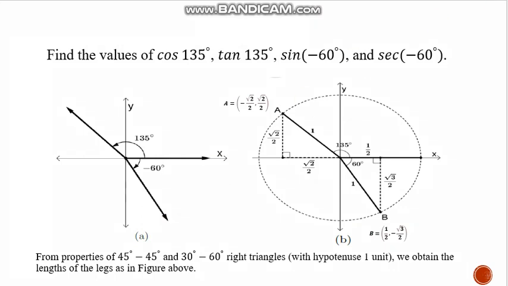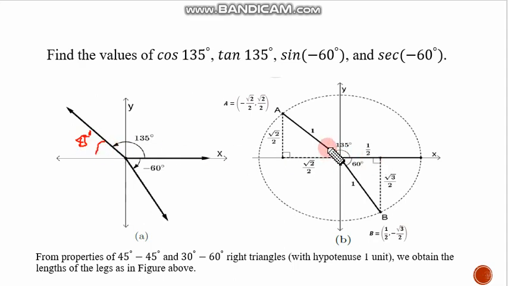Now we will find the values of cosine 135 degrees, tangent 135 degrees, sine negative 60 degrees, and secant negative 60 degrees by using the standard position. So we start at the positive x-axis. So this is 135 degrees. Take note, here the angle is 45 degrees, since the straight line is 180 degrees minus 135 degrees, that's 45 degrees.